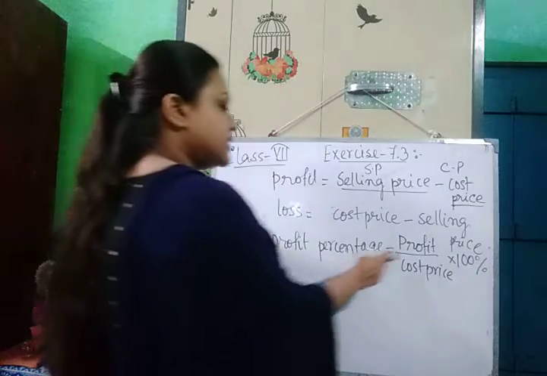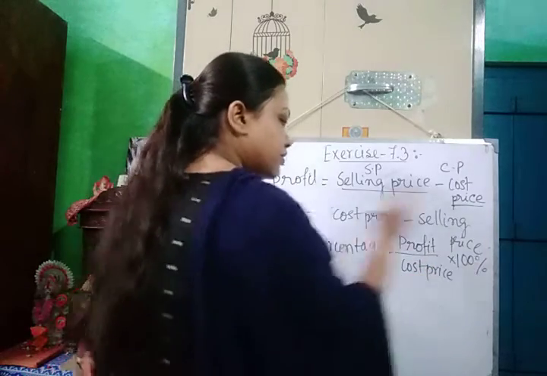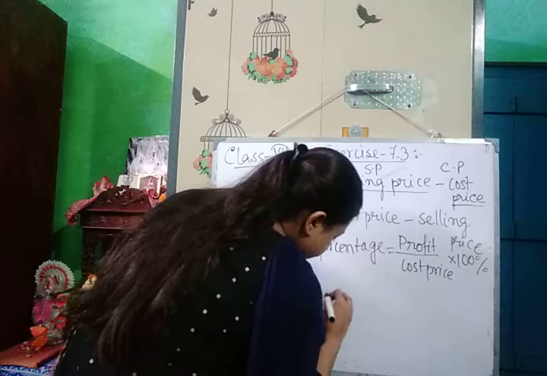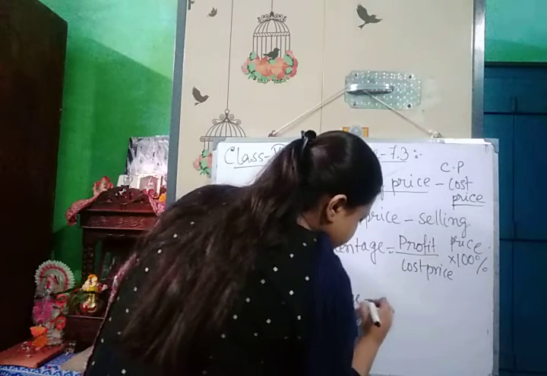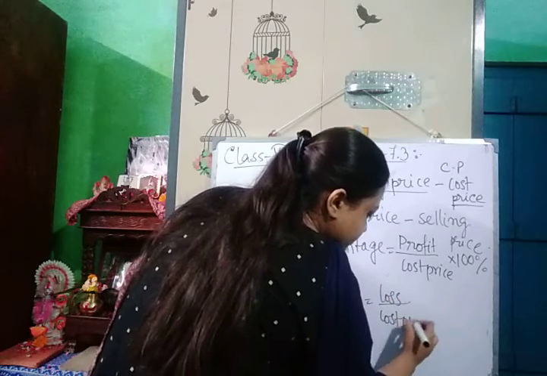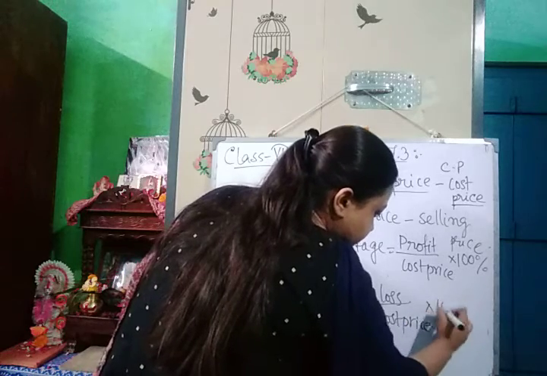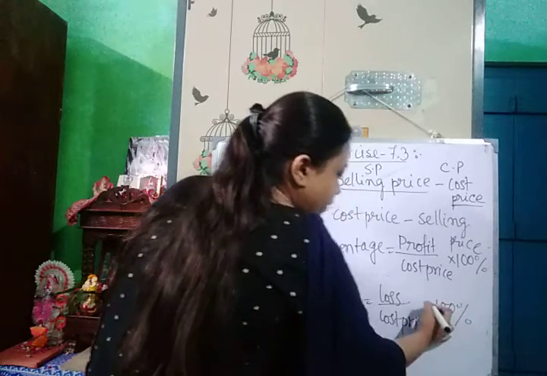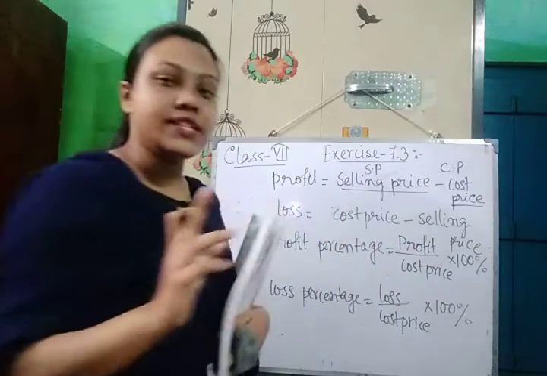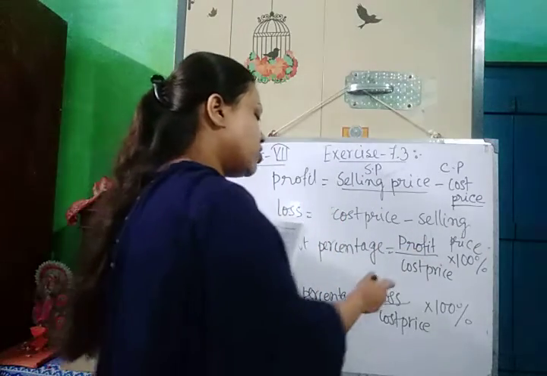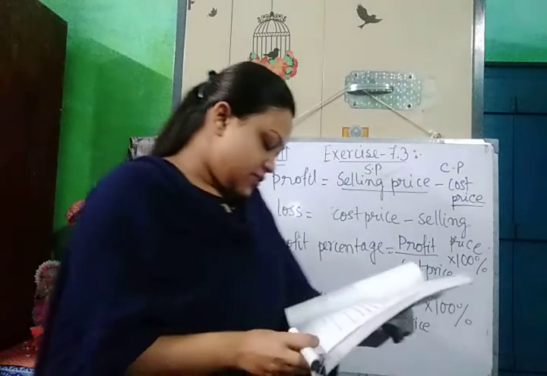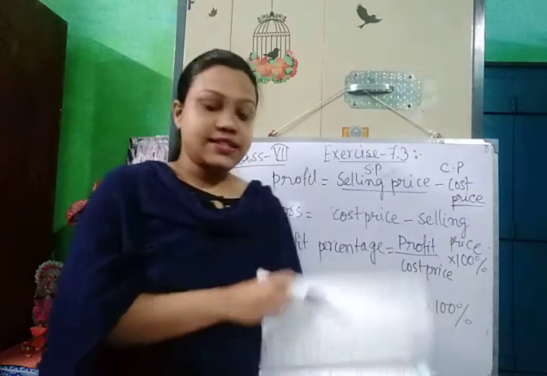So profit percentage is profit divided by cost price into 100%, and loss percentage is loss divided by cost price into 100%, nothing else. So when we are finding the profit percentage, it will be profit by cost price into 100%. And for loss percentage, it is loss divided by cost price into 100%. So these things we will need in this exercise, nothing else.